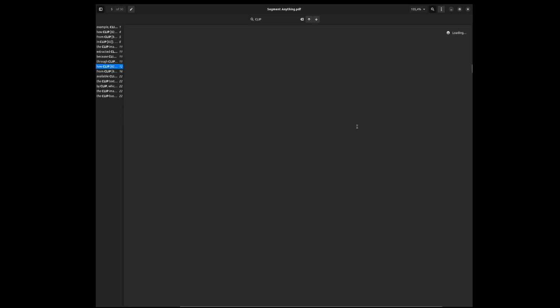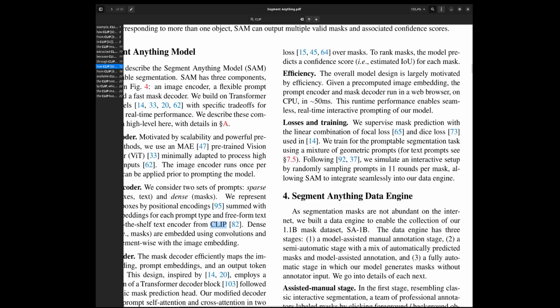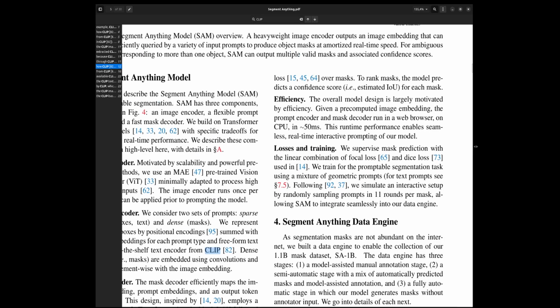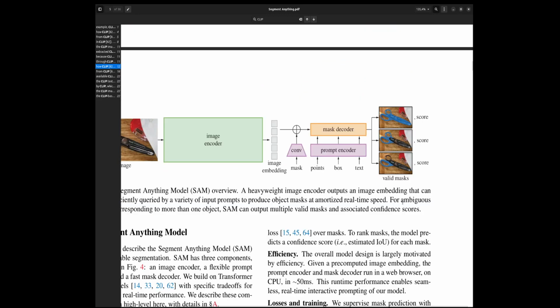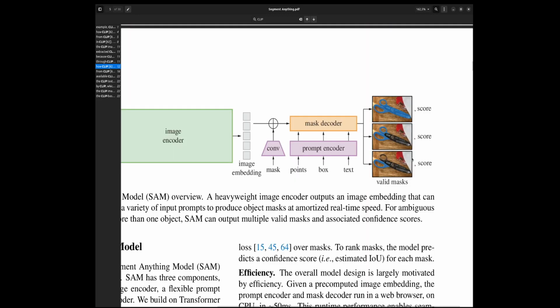Yeah. Loss and train. We supervise mask prediction with the linear combination of focal loss and dice loss. We train on the promptable segmentation task using a mixture of geometric prompts, simulating interactive setups. Okay. The thing is that we supervise the mask prediction with a linear combination of focal loss. But I don't think they had... this is the polygon they had, right, as a ground truth.